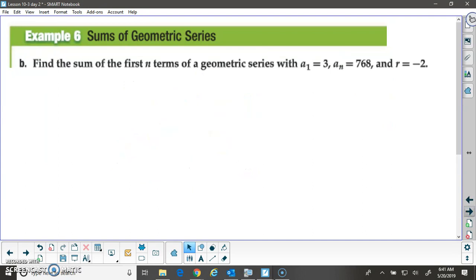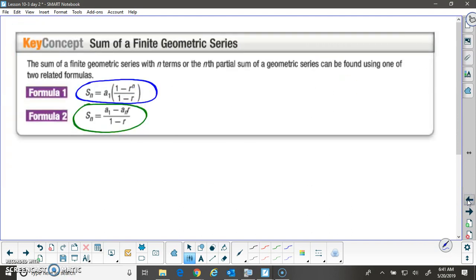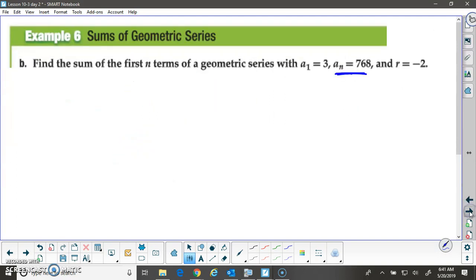Next example. Find the sum of the first n terms of the geometric series. This time it tells us our first term is 3. Our last term is 768. That's what this is saying. And the common ratio is -2. So this is an example where we want to use this green formula right down here. So we don't know how many terms we're adding up.